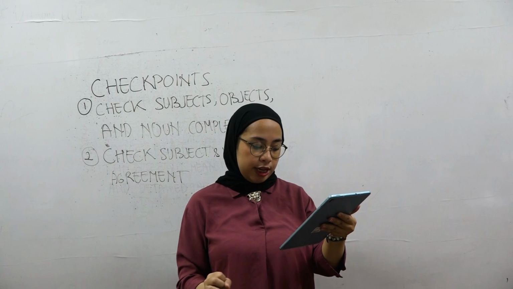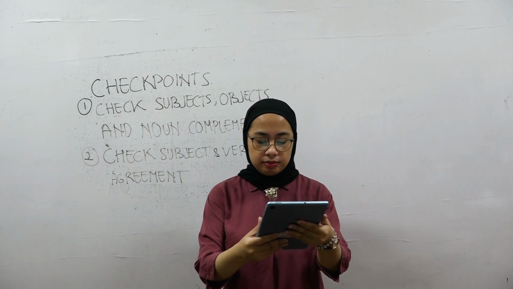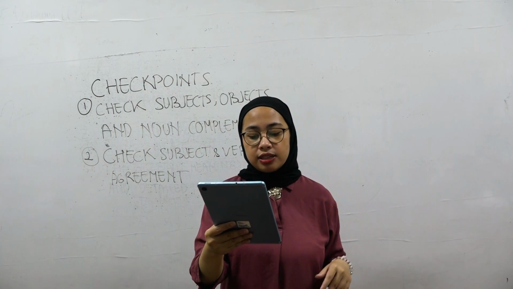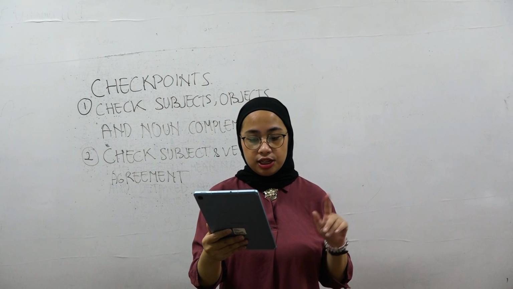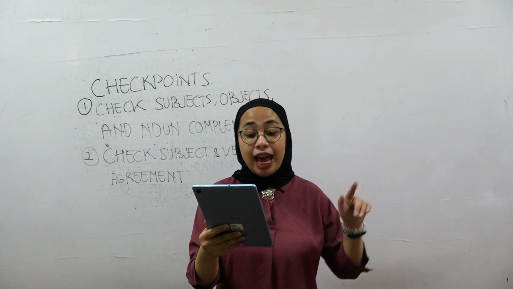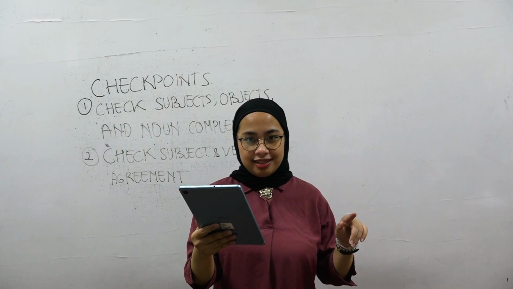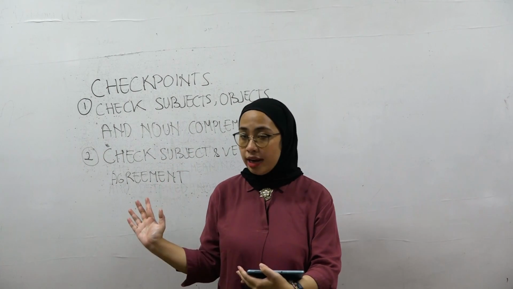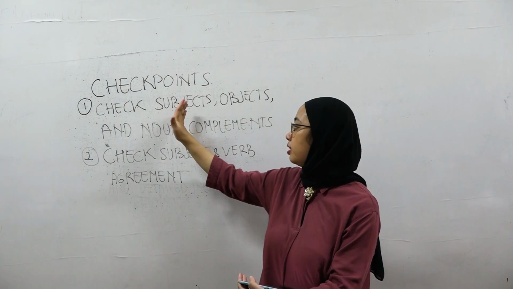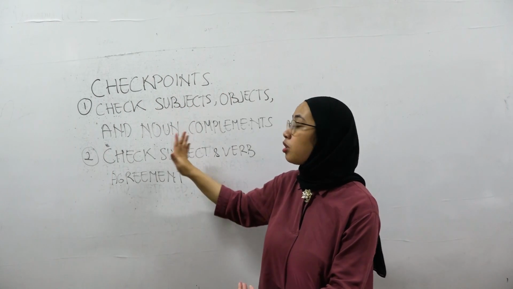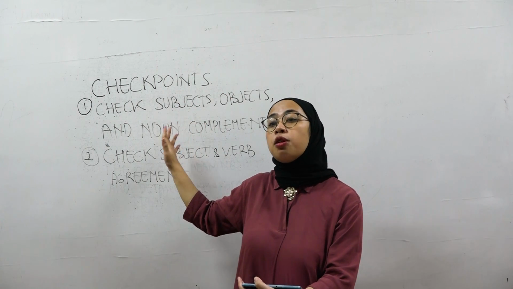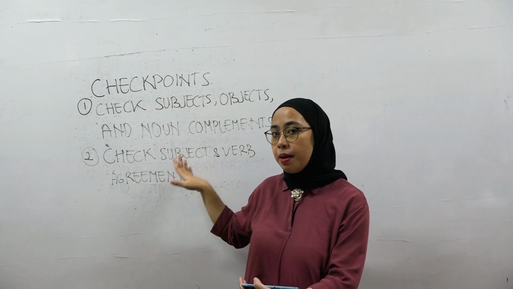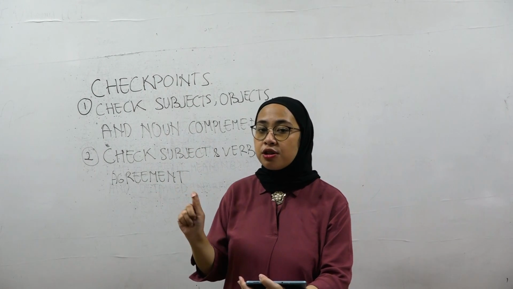So, let's talk about number C. Answer C is the correct answer. The boy wanted. Answer C is the correct answer because it contains the missing subject, the boy, right? The boy and the verb wanted. Alright, so that's how you solve this kind of question. First, you must identify the subjects, objects, and noun complements, and you should know the form and the function. And the second one, you must check subject and verb agreement. Remember to identify whether the subject is plural or singular.